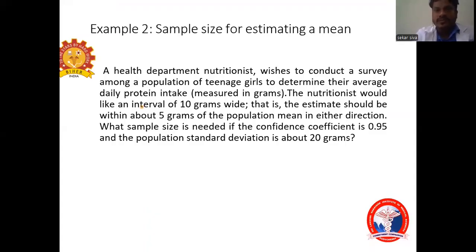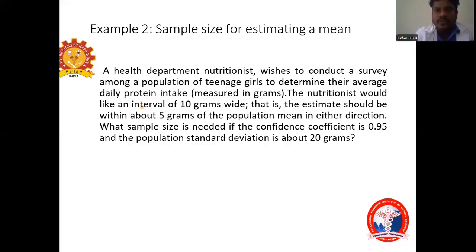So previously we were calculating the sample size for a proportion. Here is the sample size for estimation of a mean. The health department nutritionist wished to conduct a survey among a population of teenage girls to determine their average daily protein intake, measured in grams.